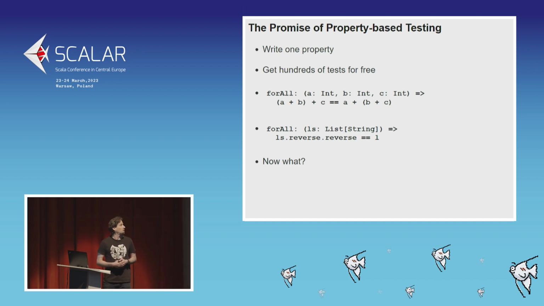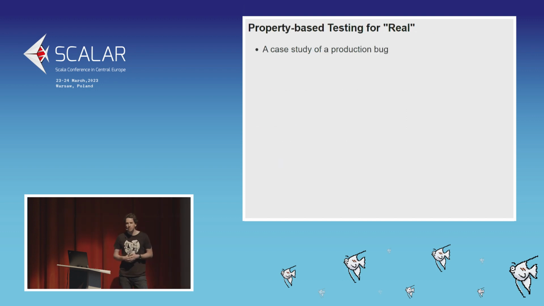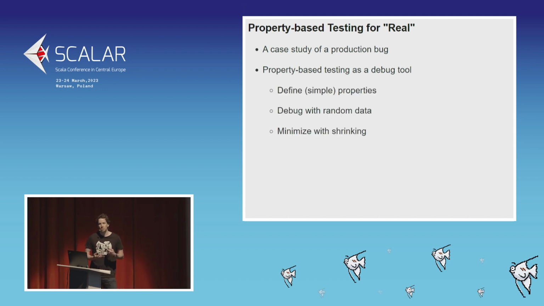There are, of course, various talks that tackle these very issues, but I want to share a slightly different approach. Instead of giving you rules on how to approach property-based testing, we're going to look at a case study of a production bug, and how we managed to use property-based testing as a debug tool to figure out this bug. We used the pillars of property-based testing: define some simple properties, debug using random data, and a very neat feature, shrinking, to minimize the examples that reproduce the bug in a minimal way, which is easier to understand and fix.